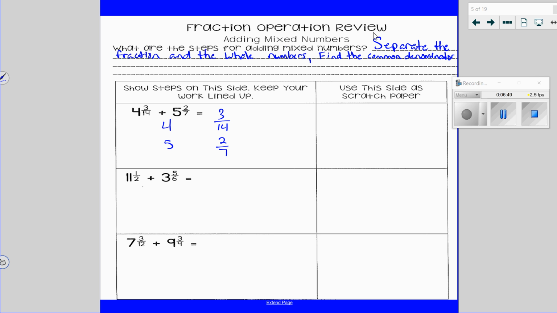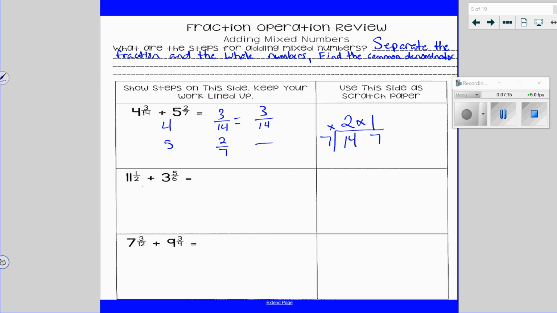So we do our cake method. We have 14 and we have 7. What can go into both of those numbers? 7. 7 goes into 14 twice, and 7 goes into 7 once. So 7 times 2 is? Times 1 is? 14. So 14 stays the same, so 3 stays the same.